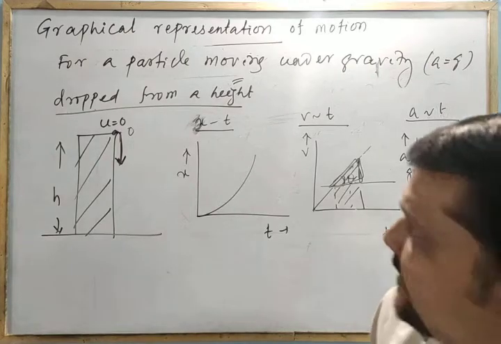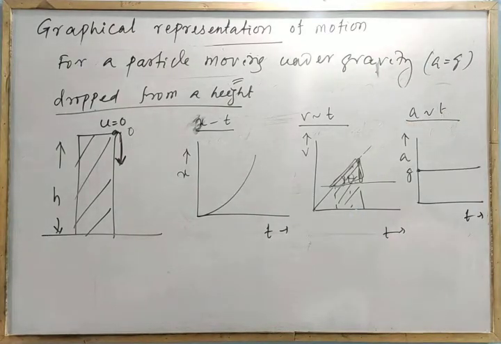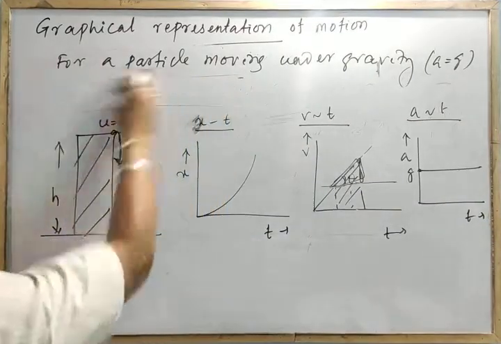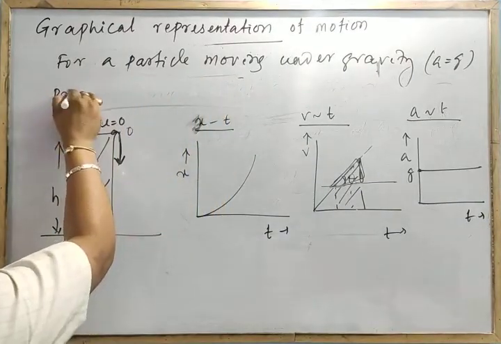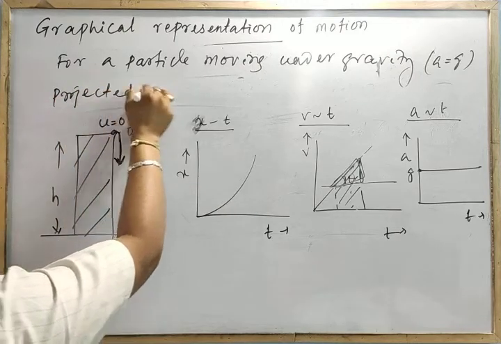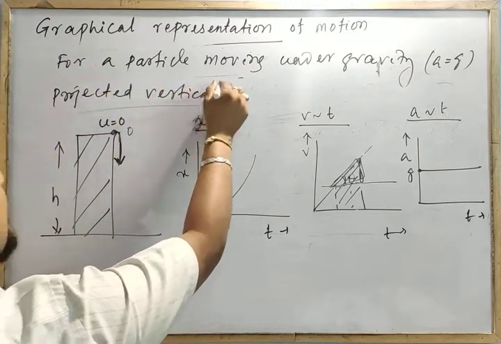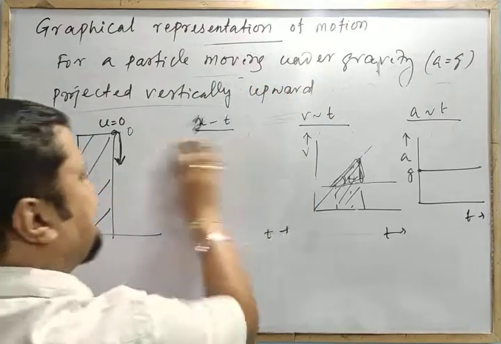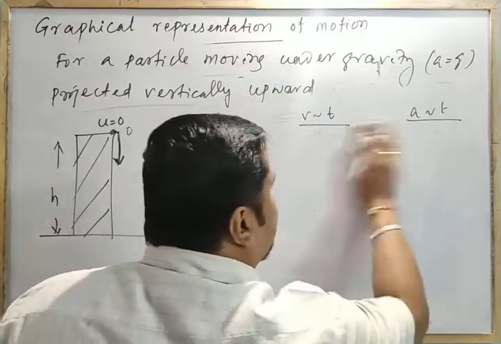So if a body is vertically dropped from a height, and if the body is projected vertically upward, how will we show this? Position time graph, velocity time graph, acceleration time graph.